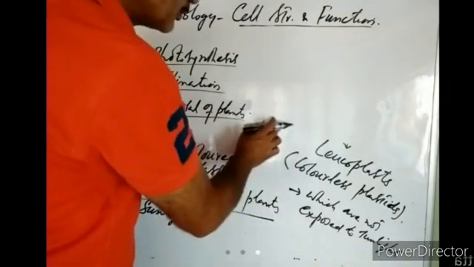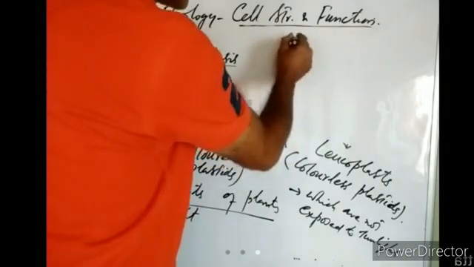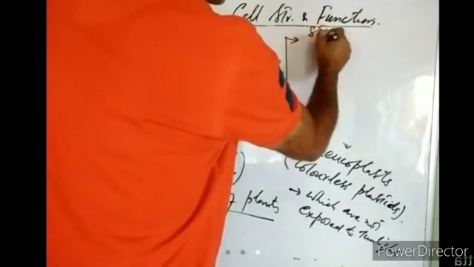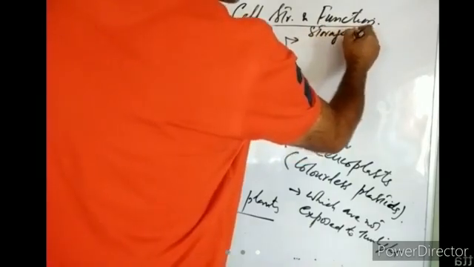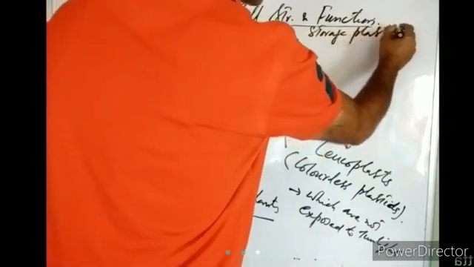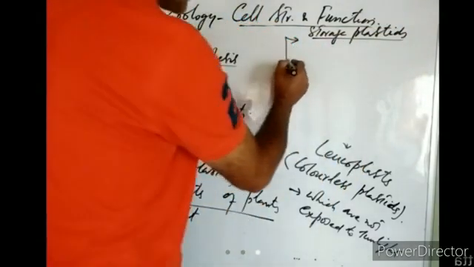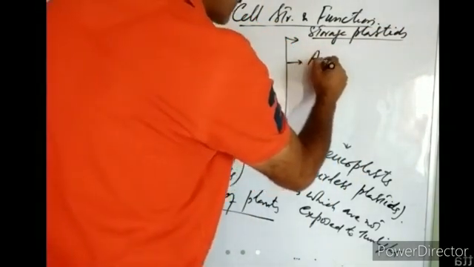What is the function of leucoplasts? These leucoplasts are mainly concerned with storage of material. They are storage plastids. They store materials. For example, there is a plastid known as amyloplast.